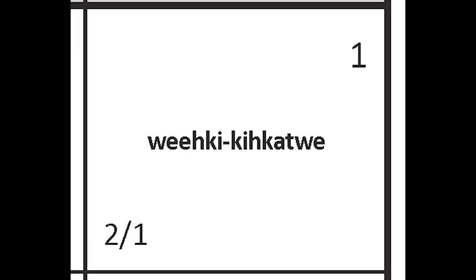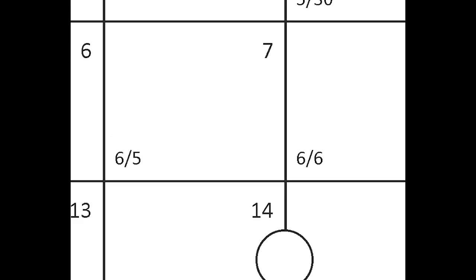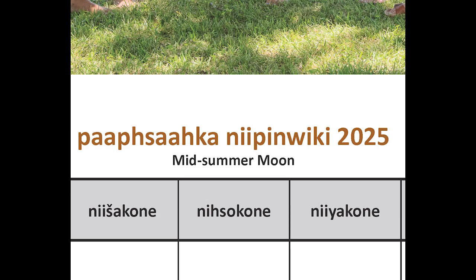Here's a few other key words and phrases that you'll find in the calendar. The first one is our word for New Year, weikikikatwe, and that's going to be on the very first day of Mahkunza Kiilhswa, which is the first of the year. The next one is pasakakanga, which is the summer solstice. You'll find that in the midsummer moon, which is Kiilhswaakani Myaamia.